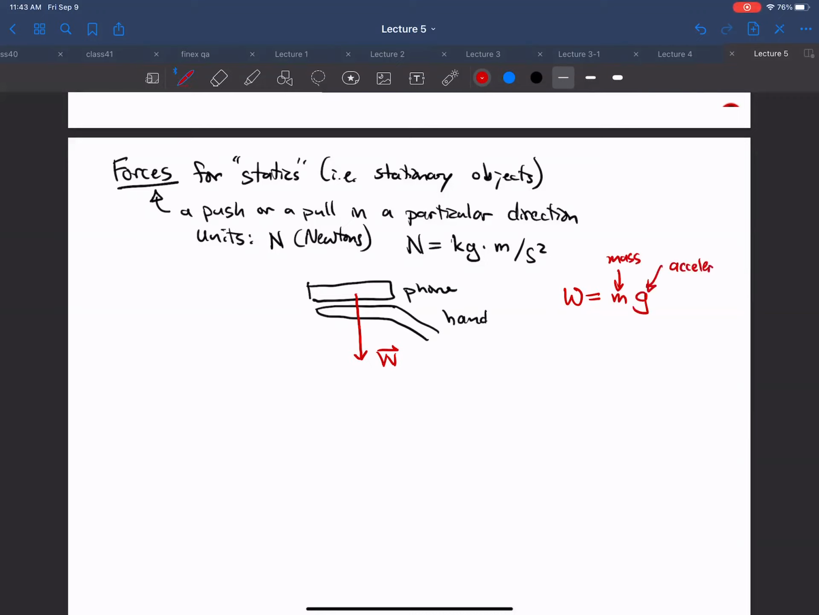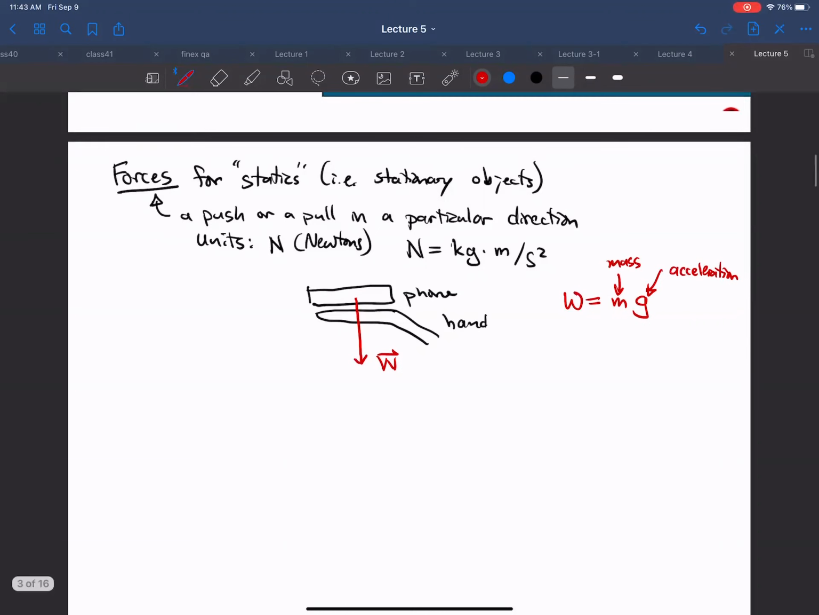We will talk about this in more detail later in this class, where this equation comes from, but for now it should make intuitive sense that if I have something that has a mass of 2 kilograms, it's going to have a weight that's twice as much as something that has a mass of 1 kilogram. This acceleration of gravity depends on what planet you're on. So on Earth, the acceleration of gravity is approximately 9.81 meters per second squared.